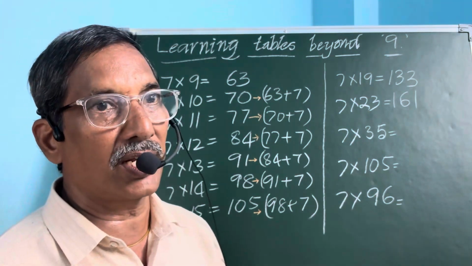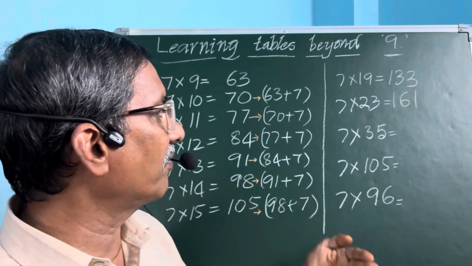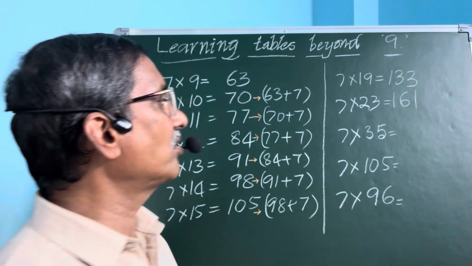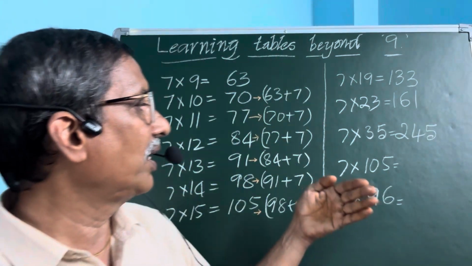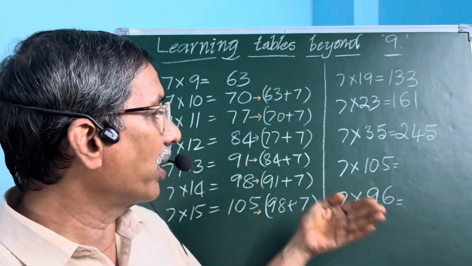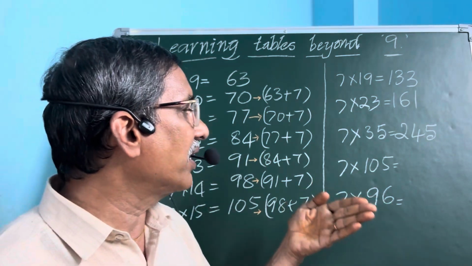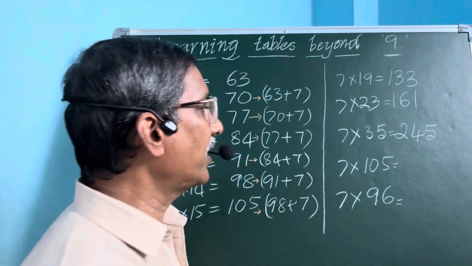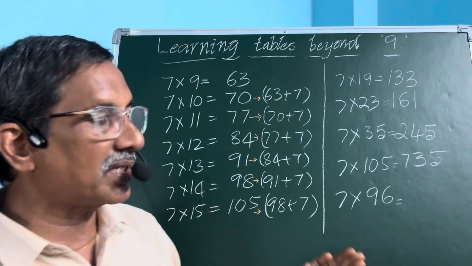In the same way, 7 35s. We do not learn the 7 table up to 35 by heart. It is not possible. How do we calculate? 7 35s. 7 30s plus 7 5s. 7 30s 210 and 7 5s 35. 245. In the same way, we calculate 7 105s. 105 times 7 means 7 100s plus 7 5s. 700 plus 35, 735.